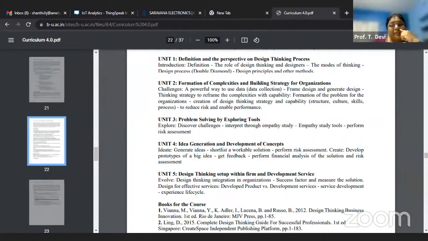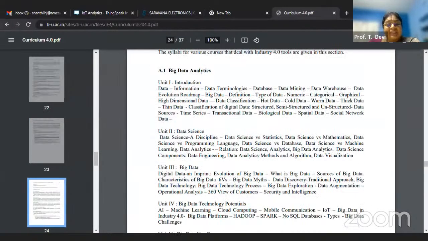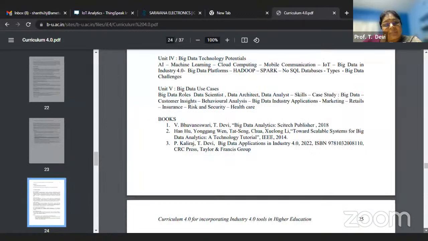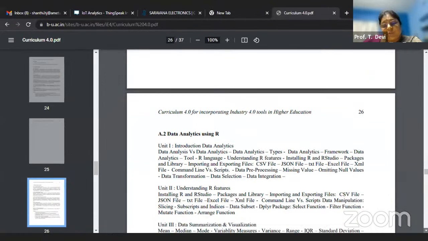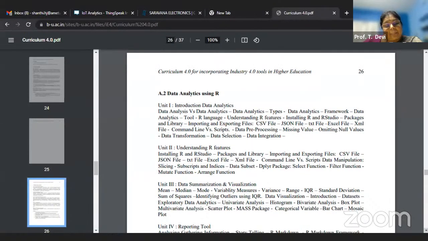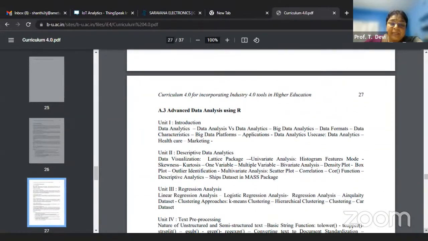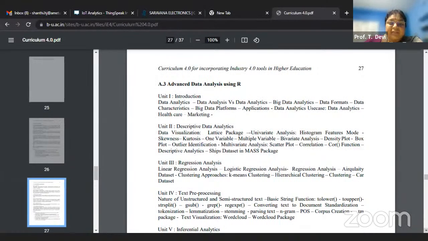Page down. Next page. See, in the appendix, Big Data Analytics, there are another 13 pages of detailed syllabus which you can download from the Bharatiya University website and go through. If you need any help further on this, I'm available, just an email away. If you want, please note down my mobile number 979 000 4351.